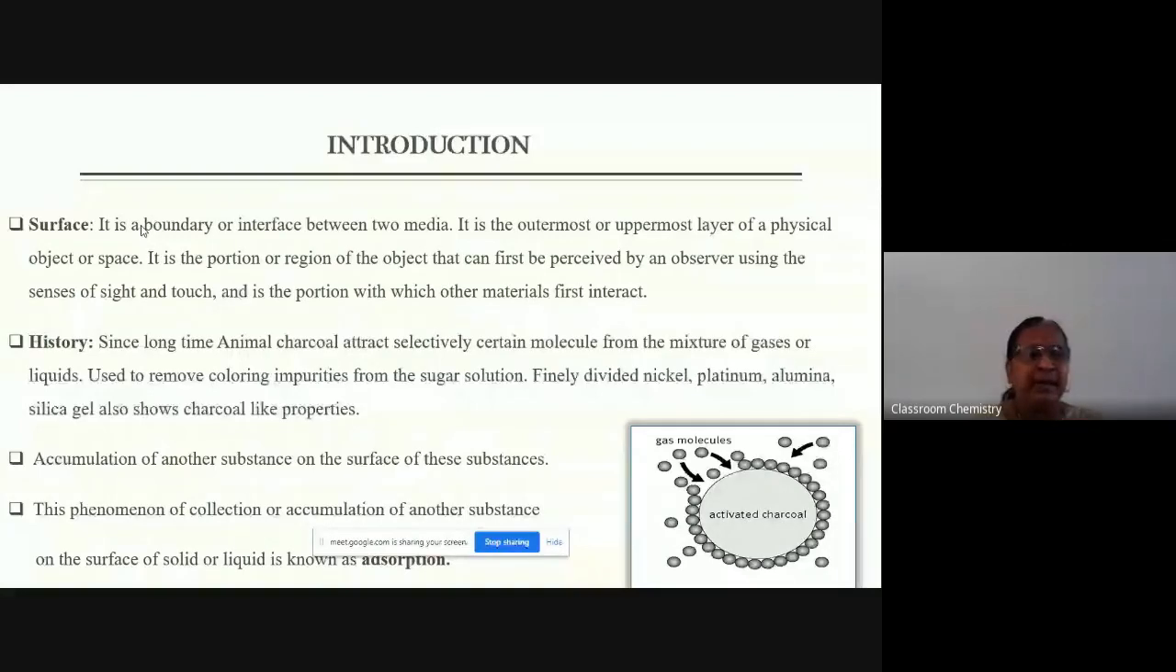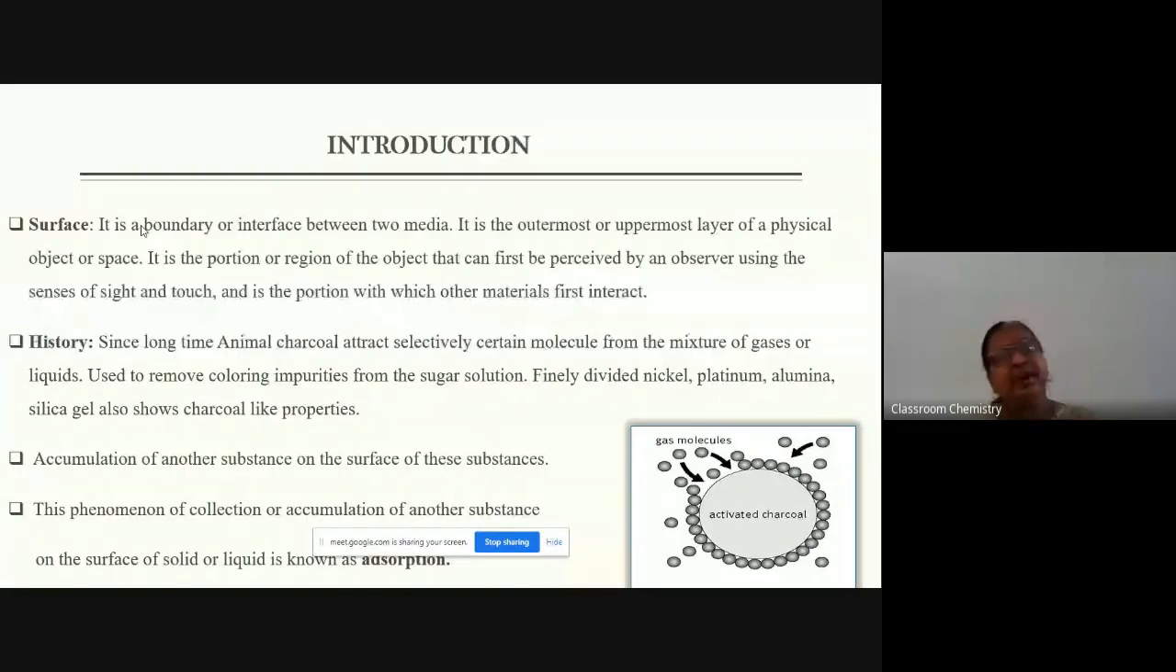पहिल्यांदा आपण surface बघतो. Also we can perceive it by the sense of sight and touch, and it is the portion with which other materials first interact. म्हणजे other material त्याच्या कॉन्टॅक्ट मध्ये आला तर first surfaces interact होईल, and it is the uppermost layer of the matter, it is the uppermost layer of the object, it is the surface.